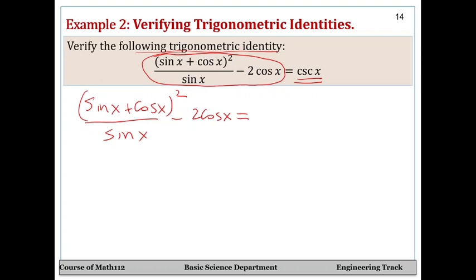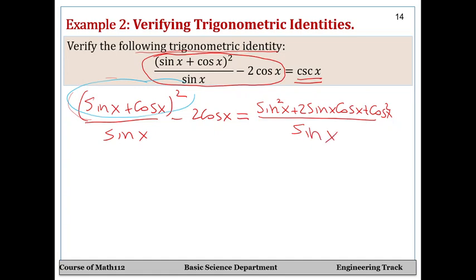Okay, one thing we can do here is try to expand this one first. This one. Okay, what's the square of it? Sine squared x plus 2 sine x cosine x plus cosine squared x, divided by sine x. Okay, is this clear?